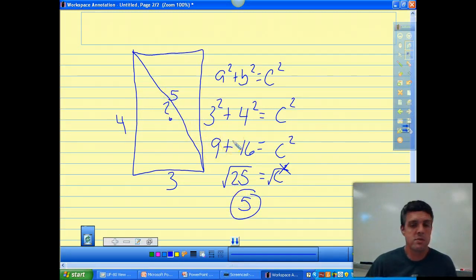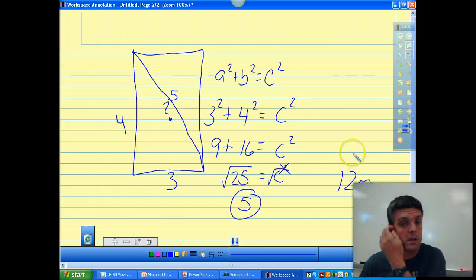So to answer the question, what's the perimeter of the stones? Well, she needs 5 meters, 3 meters, and 4 meters. So she needs 12 meters to completely get stones around her triangular flower bed.